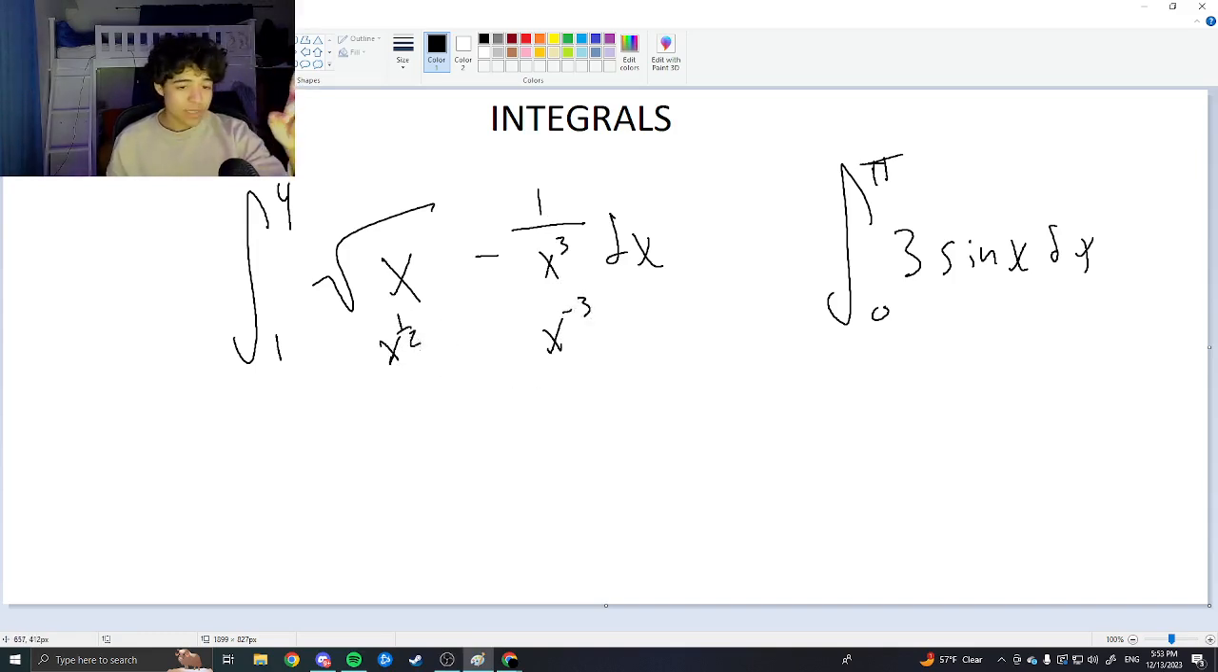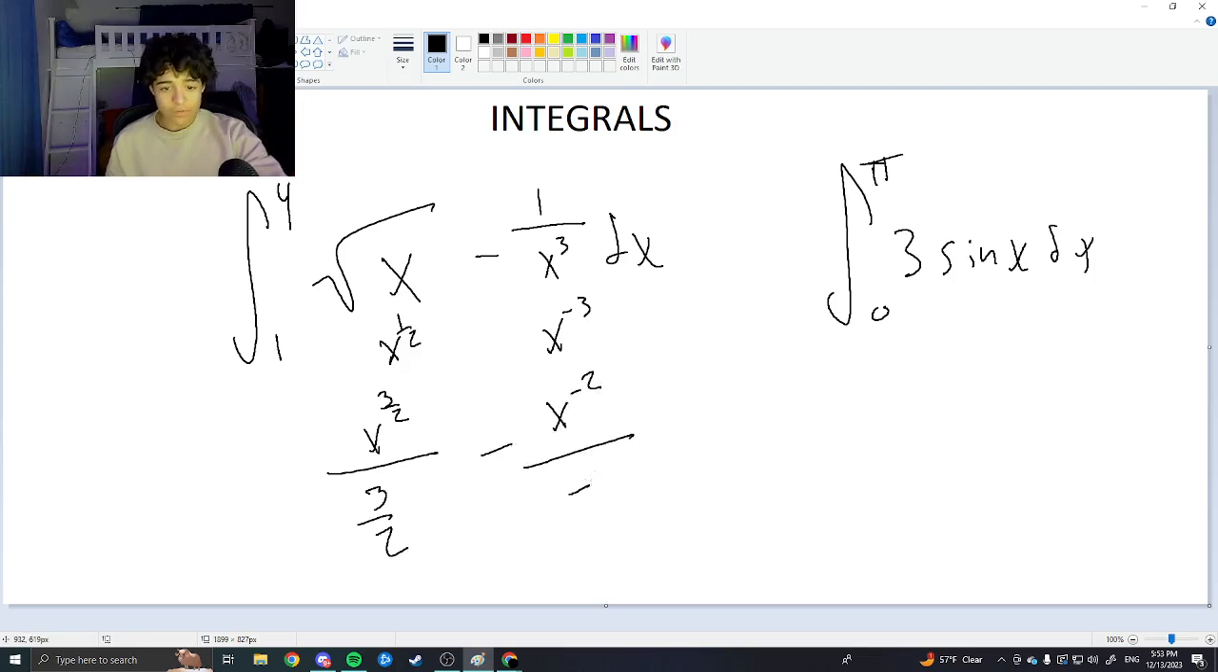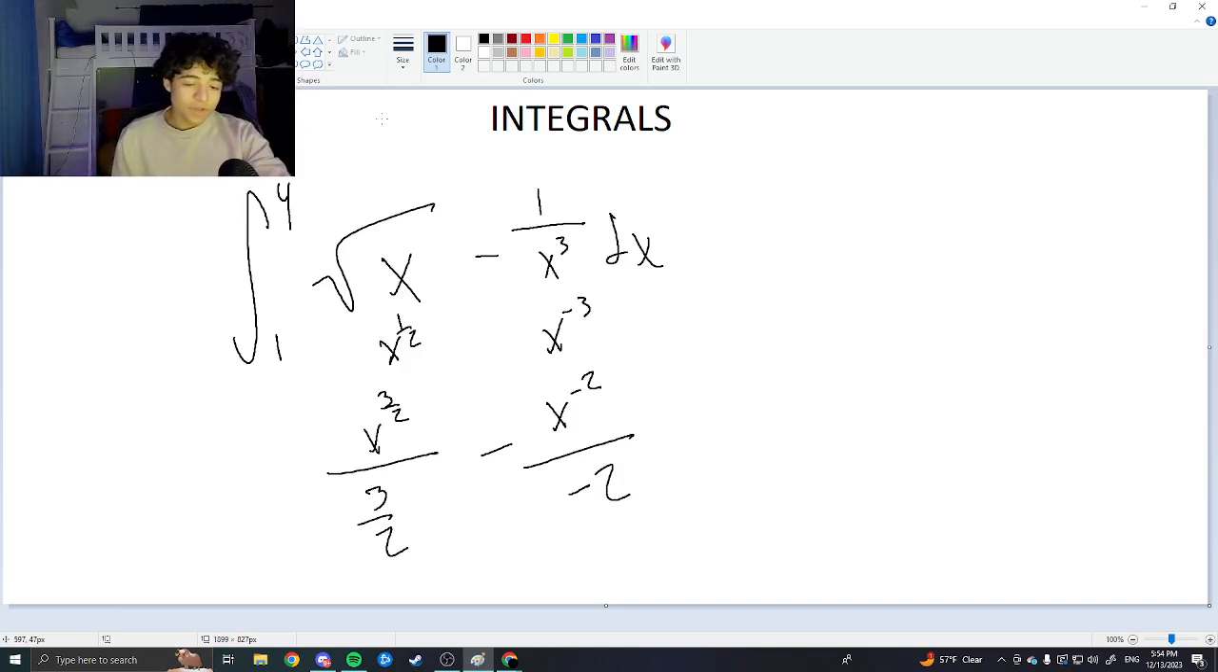So we add 1 to the exponent. So we have x to the 3 over 2 over, and you divide it by this exponent here. So you get 3 over 2 minus, you do the same thing with this x on the right side. So you get x to the -2nd power over -2 because you're adding 1 to the exponent. We can simplify this more. I'm going to make this fraction better.